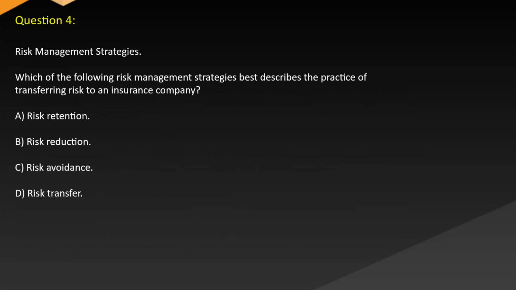Question 4. Risk management strategies. Which of the following risk management strategies best describes the practice of transferring risk to an insurance company? A. Risk retention. B. Risk reduction. C. Risk avoidance. D. Risk transfer.